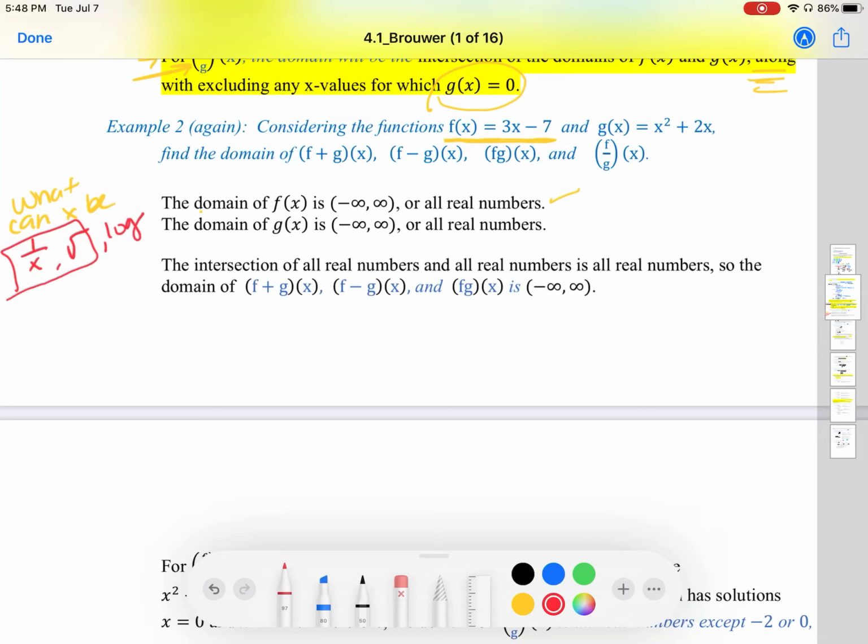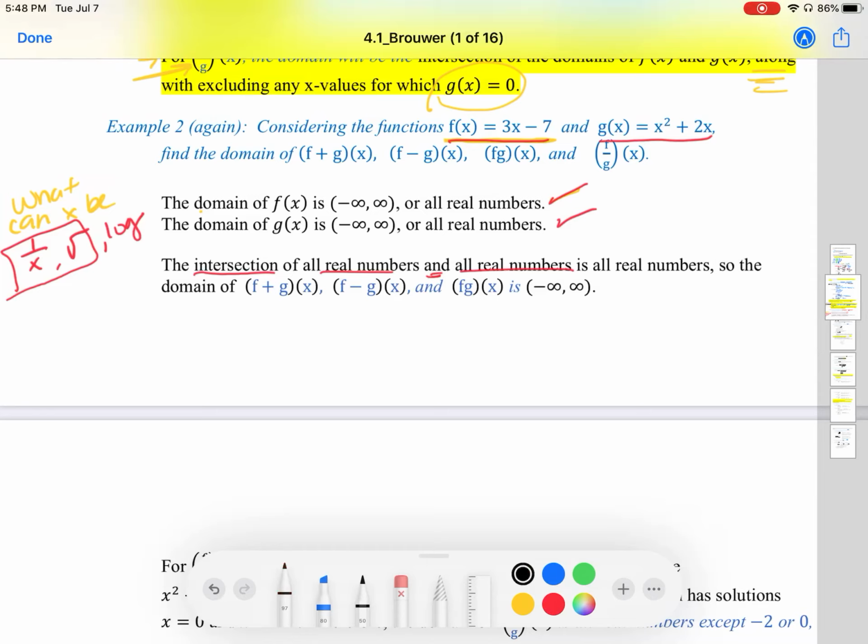So for f, we see that x can be any number. For g, x can be any number. So our domain is all real numbers for f and g. The intersection, what they have in common, for all real numbers and all real numbers, is all real numbers.